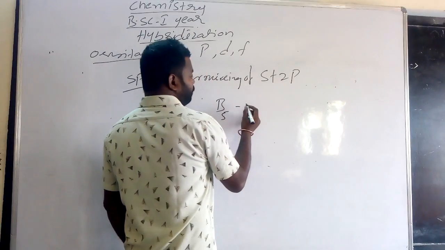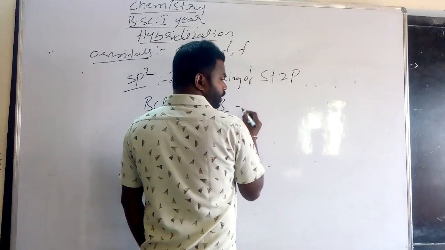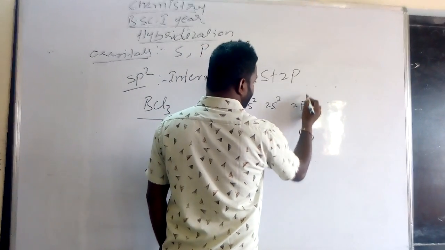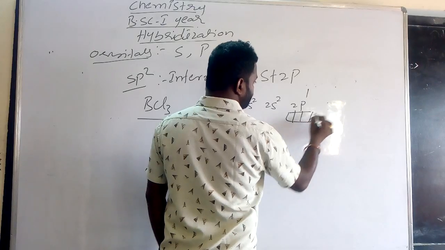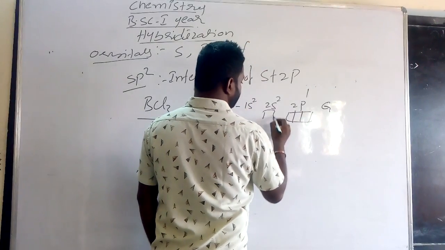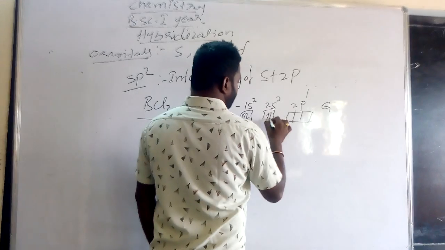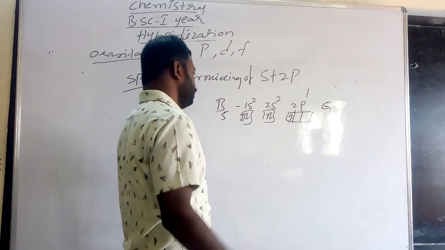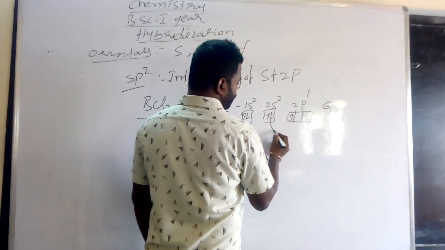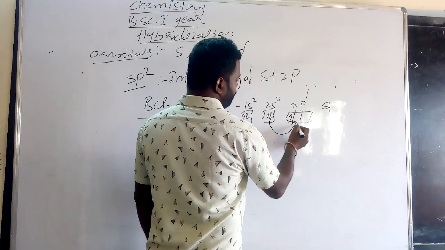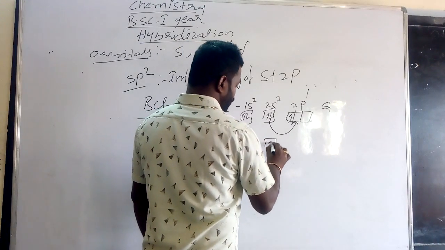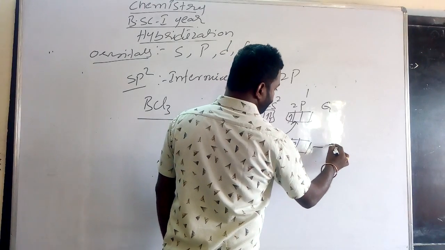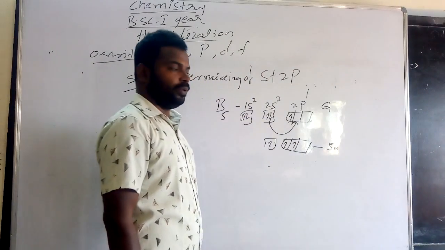So we have the electron configuration of boron: 1s2, 2s2 and 2p1. This is the ground state electronic configuration. 5 electrons, only 1 unpaired electron. But we want 3 unpaired electrons. So this electron moves from the s orbital to the p orbital. Now this is the first excited state of boron.